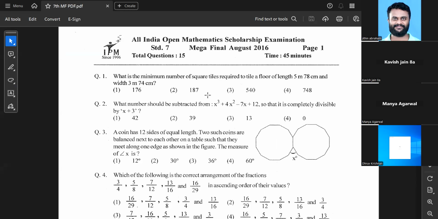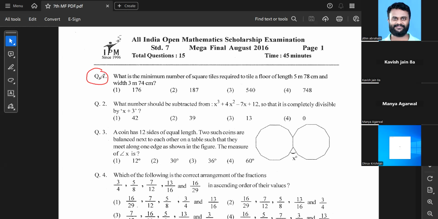Yeah, we'll be doing the 2016 paper in this class. We'll be starting with the 2016 paper in this class. Starting with the first one.